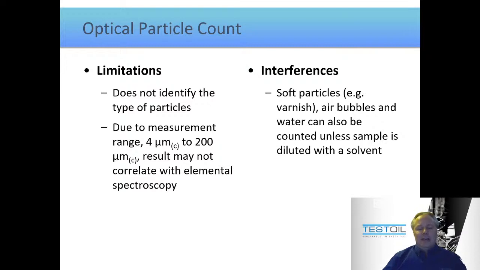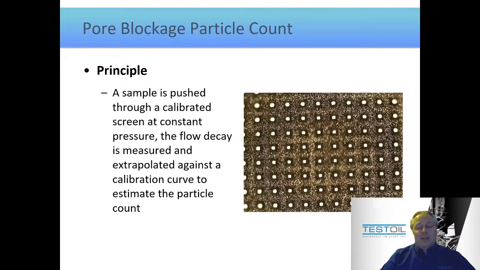My point in mentioning this, though, is because at Test Oil, we prefer to use a different type of particle counting as our default method, and that is one called pore blockage. Pore blockage doesn't rely on the same technology at all. In fact, it uses what appears to be a very, very fine screen. But what we're doing is we're not just using the screen to sift out the particles. What we're doing is using the screen to act as resistance. So what we do is we push the sample through the screen at a constant pressure. What we're actually measuring is the decay in the flow.